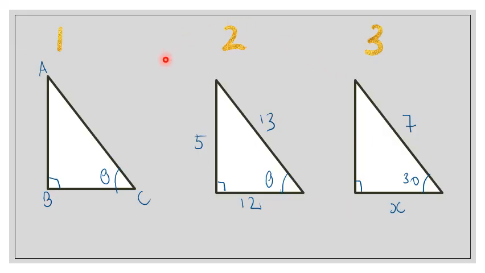Okay, so 3 examples here for us to look at in today's lesson. We're going to be doing trigonometry today. But first of all, the first example is going to be labelling the sides. Second one is working out the value of sine, cos, and tan. And the third example is going to be finding a missing side.